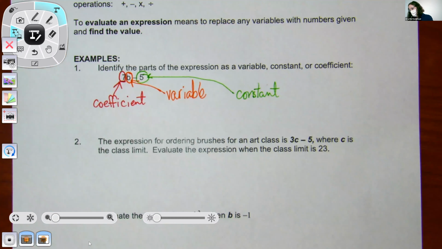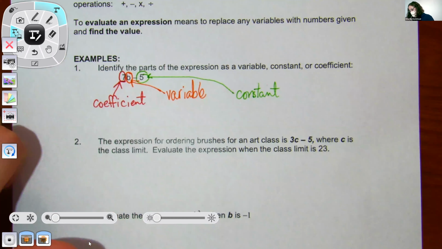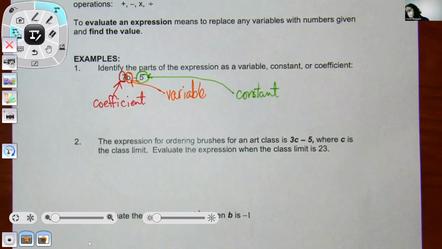All right. So 7b minus 5 is an example of an expression. Negative 5 is the constant.